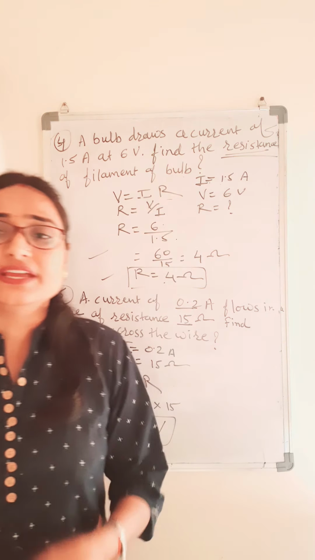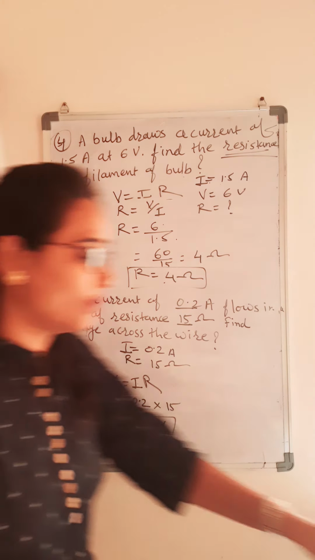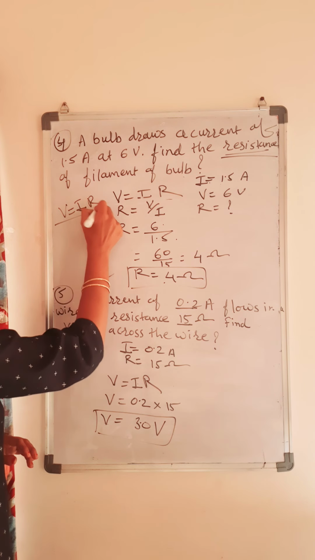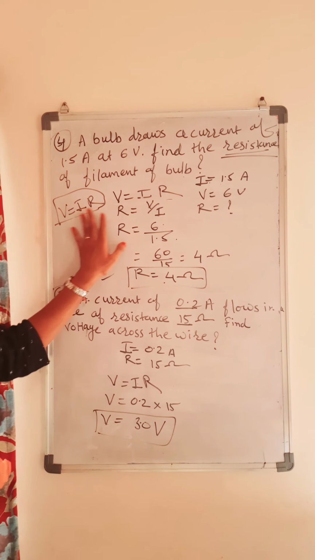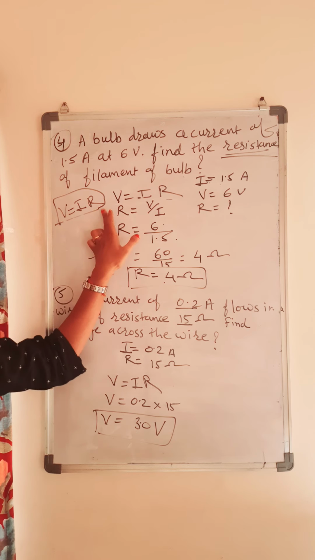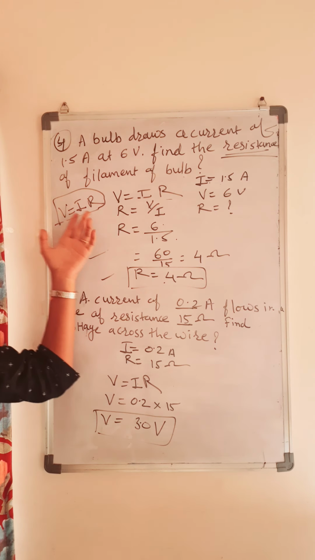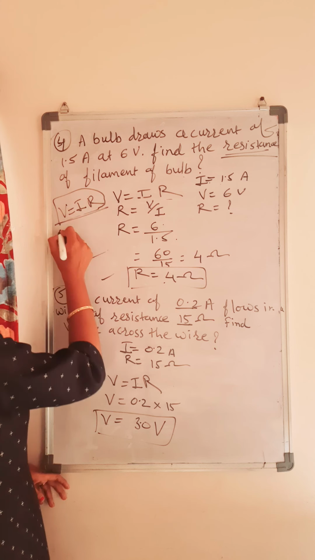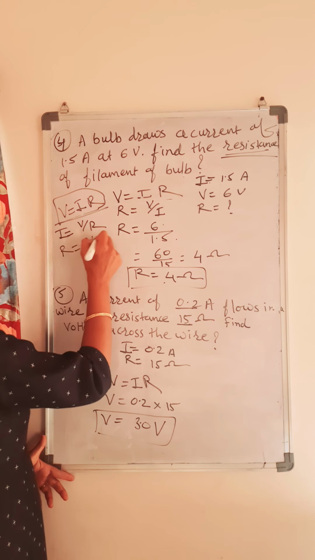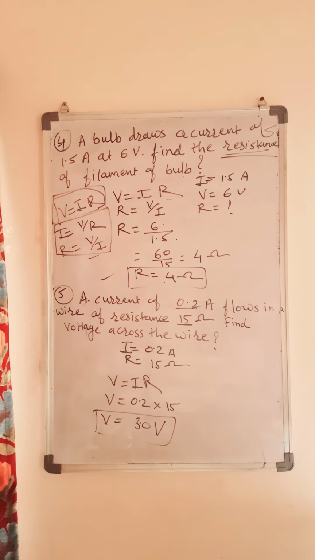So in this way, if any question comes, you can do it. Very easy. This formula you have to remember: V is equal to IR. Among these three values, voltage or potential difference, current and resistance, if any two values are given, you can calculate the third one by using the formula. If V is equal to IR, then I is V by R and R is V by I. Only on these three formulas you can solve all the questions.